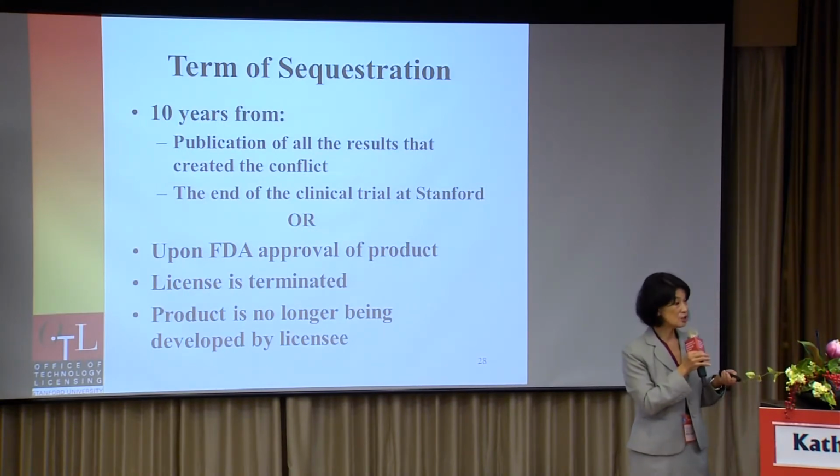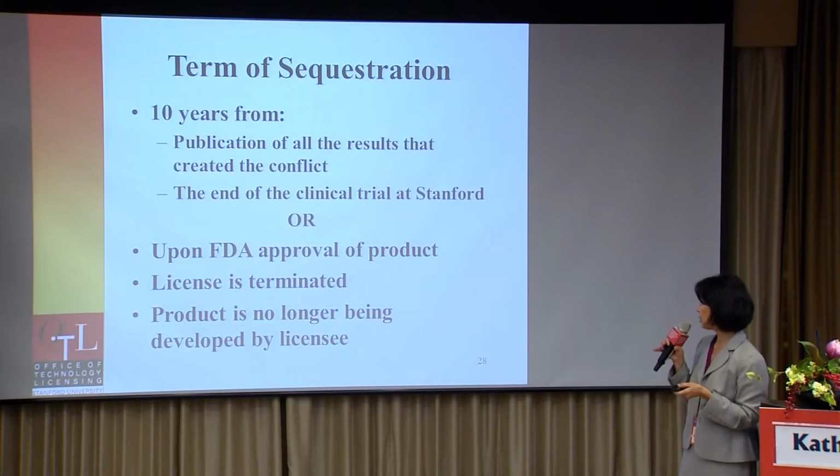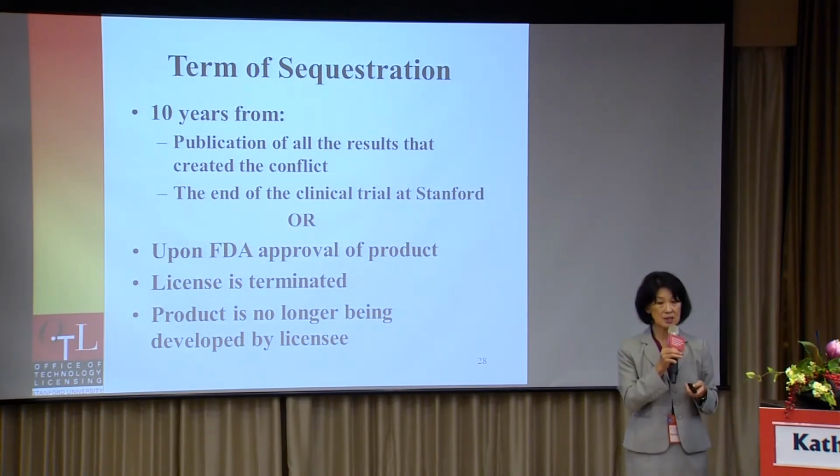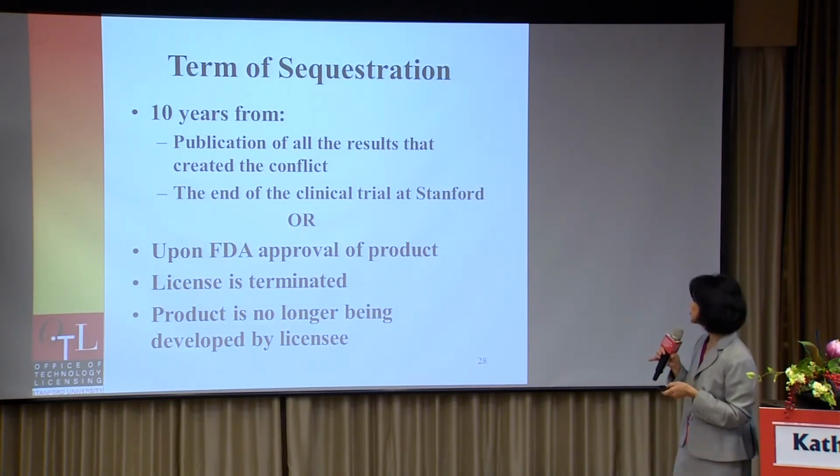Many times the license is terminated. If there's no future development by the company, we can unsequester that royalty and equity. Or if the product is no longer being developed by the licensee. Sometimes they don't quite terminate it, but they're not developing the product yet, or they have no intention, and then we can also unsequester that.